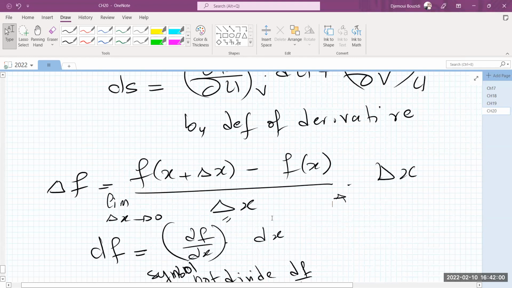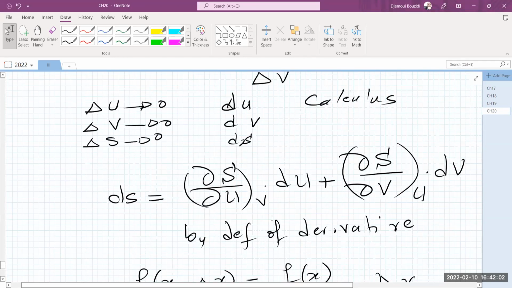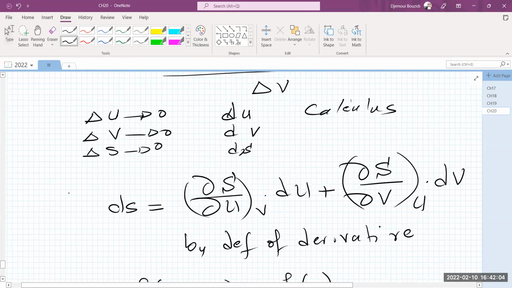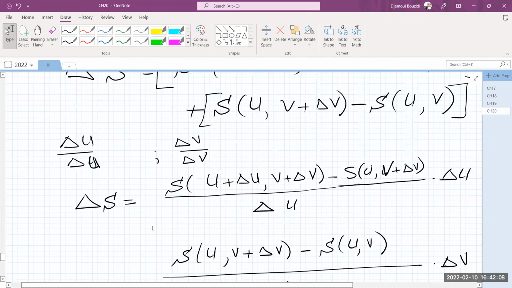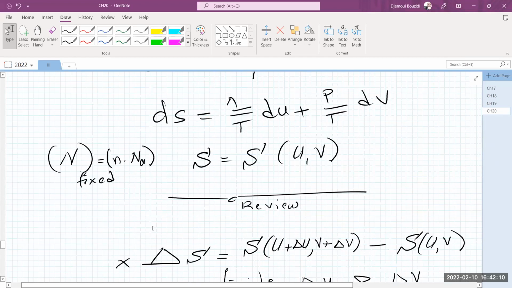Okay, having said that, let's compare this expression for ds and the new expression that I found for ds.